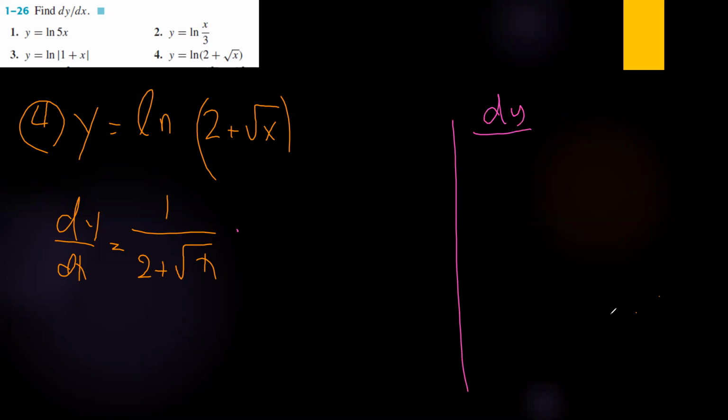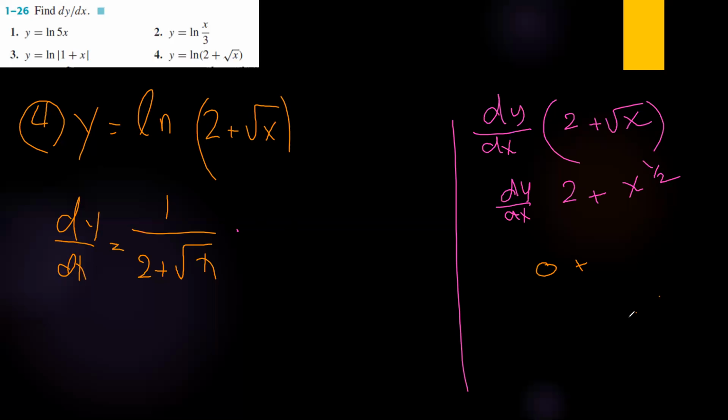Now number 4. y is ln of 2 plus square root of x. So its derivative will be 1 over 2 plus square root of x times the derivative of 2 plus square root of x. Now let's come back here and find its derivative. This is 2 plus x to the power half. What is the derivative of 2? 0.